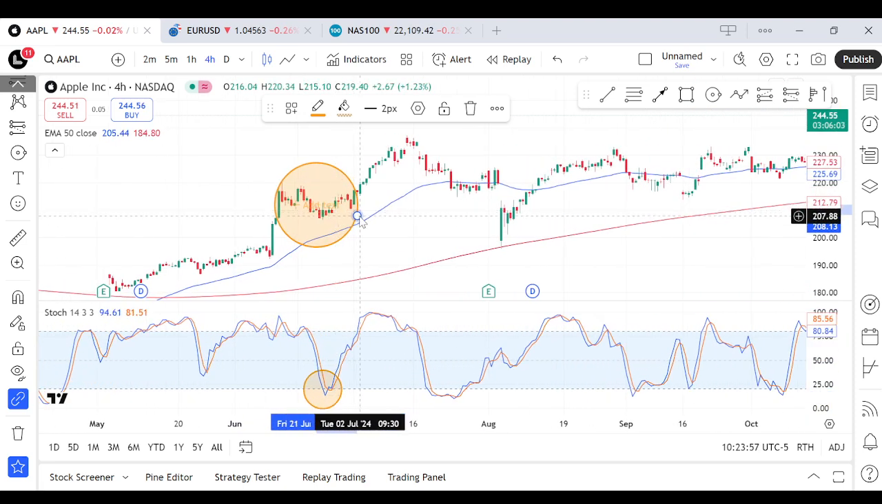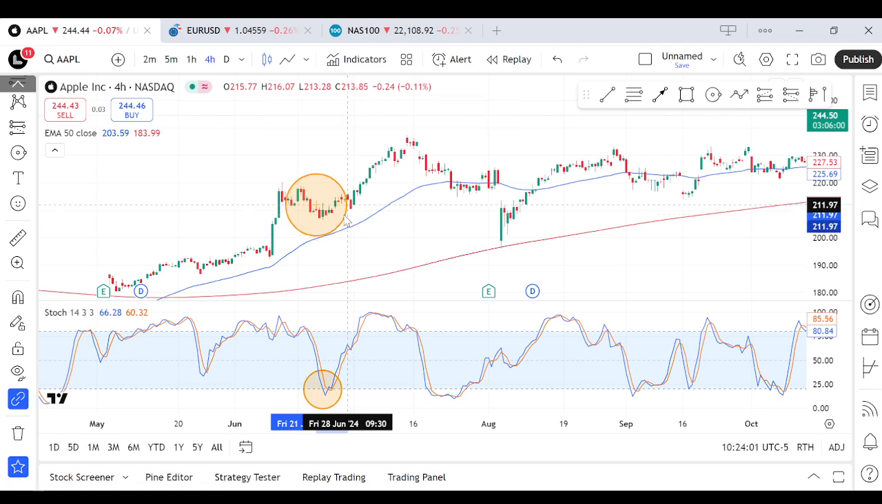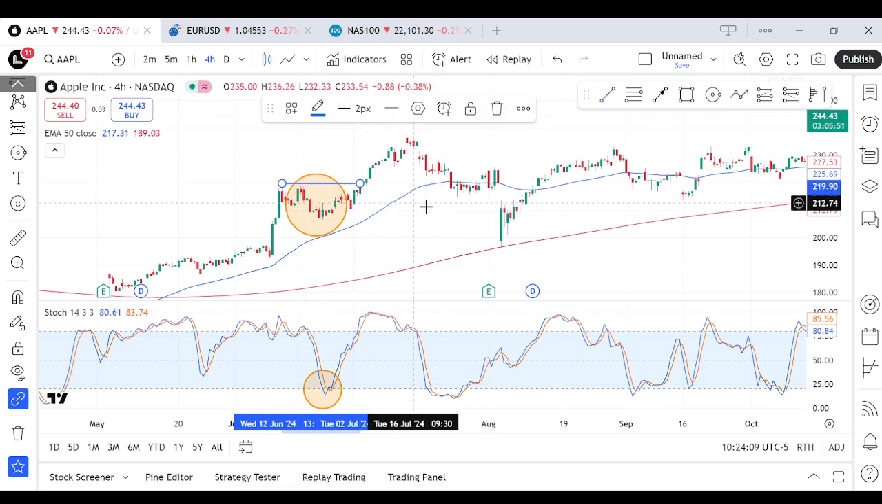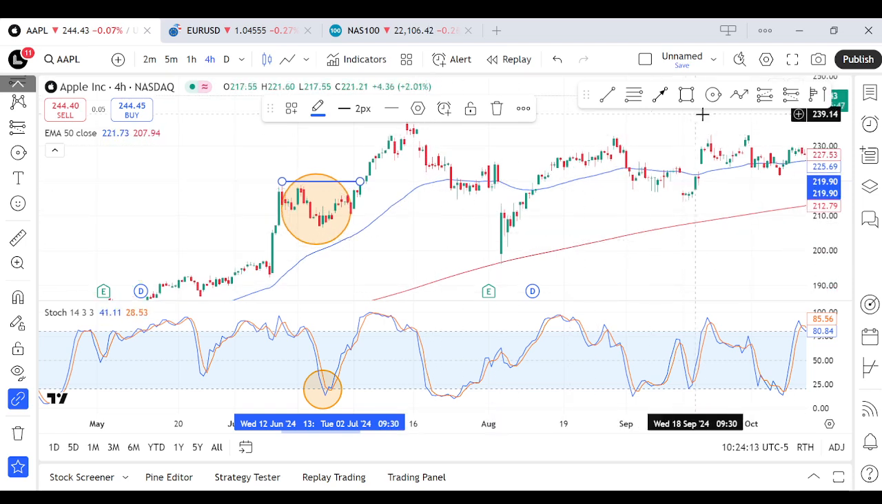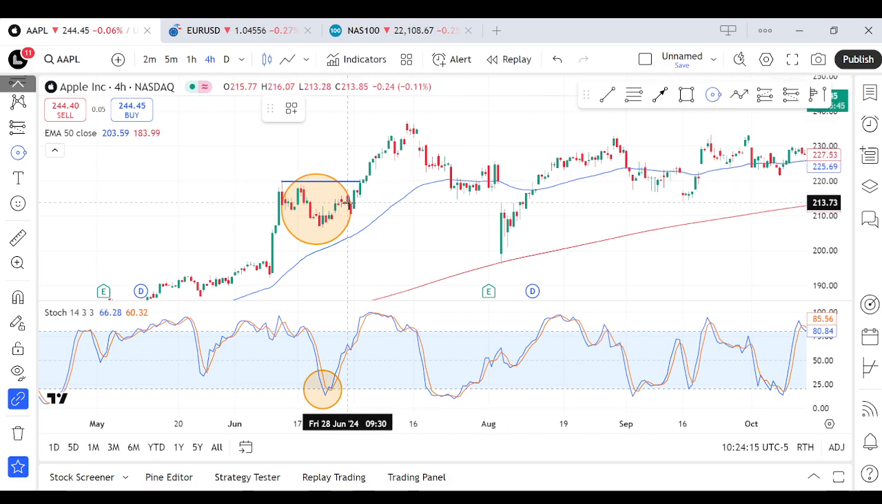At the same time we had the stochastic signal. You can see price giving us a break in market structure to the upside, confirming the bullish momentum stepping into the market. And you can also see this engulfing candlestick pattern right here, also confirming this push to the upside.